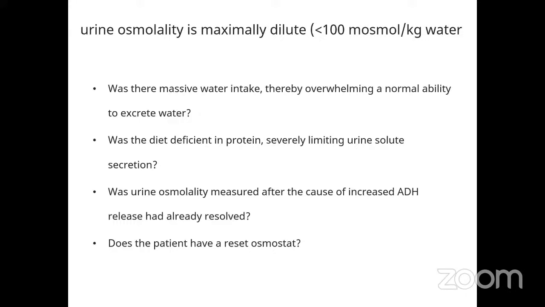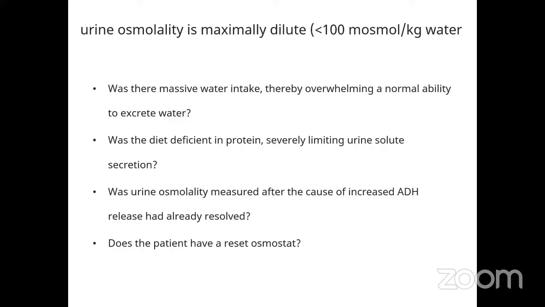So when there is a massive water intake, normally by diluting the urine, the osmolality is maintained. But if you take around 18 liters of water, the kidney is able to excrete only 12 liters. The remaining 6 liters are retained. That can produce hyponatremia. This is what is happening in psychogenic polydipsia. Here, if you measure the urine osmolality, it will be less than 100.